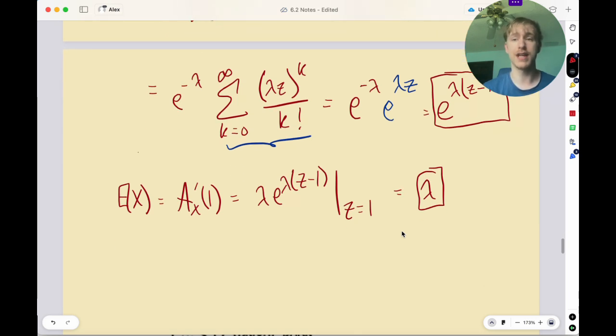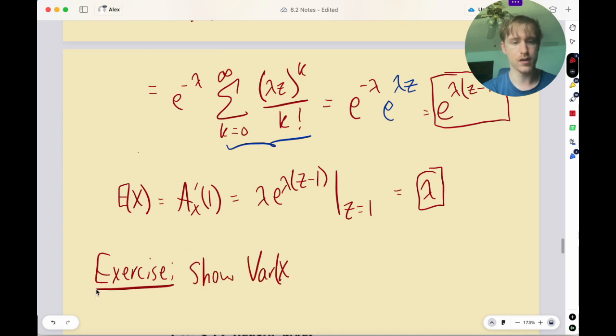Now let's go ahead and differentiate this again. So differentiating this again, we have that A_X double prime of 1. Well, let me leave that to you as an exercise to do, actually. So, exercise: show that the variance of X is also lambda. And again, just follow the same exact procedure. It's not too bad. Okay?